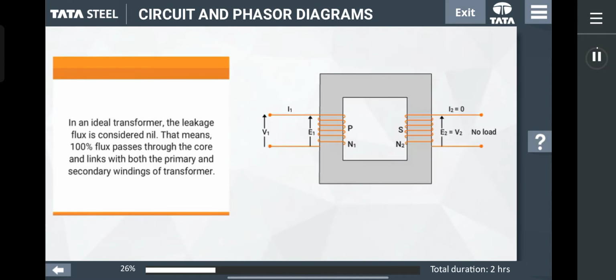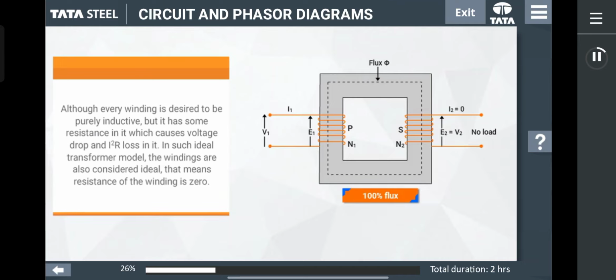In an ideal transformer, the leakage flux is considered nil. That means 100% flux passes through the core and links with both the primary and secondary windings of the transformer. Although every winding is desired to be purely inductive, it has some resistance in it which causes voltage drop and I²R loss in it. In such an ideal transformer model, the windings are also considered ideal. That means the resistance of the winding is zero.